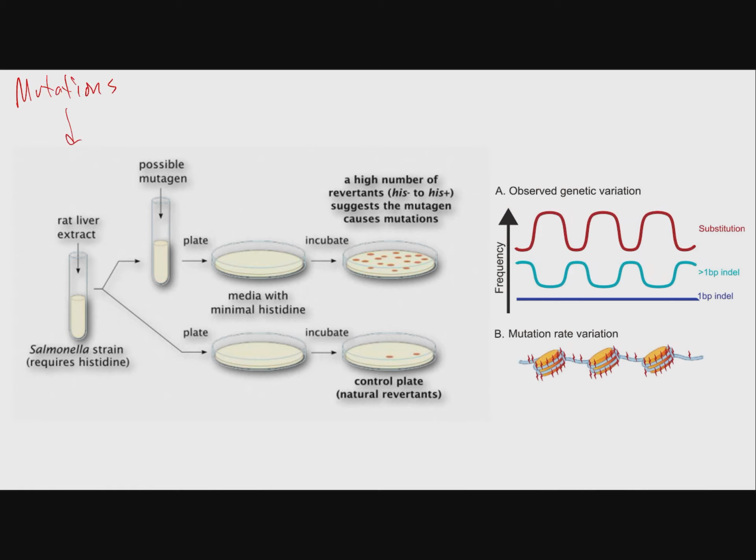Both of these are showing some mutations. So first I want to talk about mutations and mutagens and kind of how common they are. And then we'll look at what we see in terms of mutation rates along the histone, kind of beads on a string, and make some comparisons.